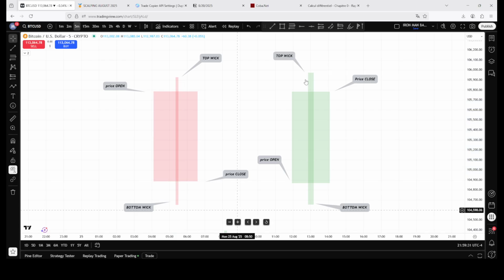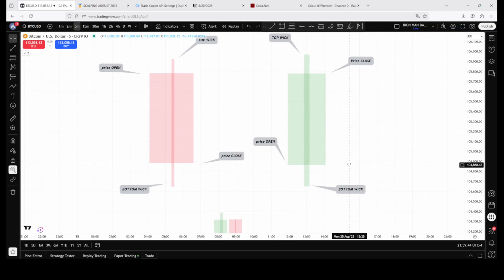And then you have the same thing for the bullish candle, except the price open is at the low of the body, and the price close is at the high. Then you have the top wick, which is above, and the bottom wick, which is below, right?